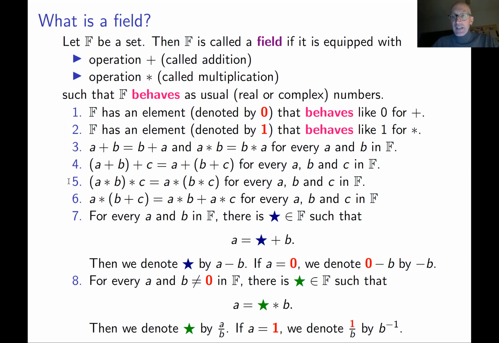So if A is 1, then this element is traditionally denoted 1 over B or B to the power of minus 1. Sometimes it's called the multiplicative inverse of B. Okay, so this is quite common, and a lot of things we're going to do in linear algebra can be generalized for any field. And this is actually very useful.